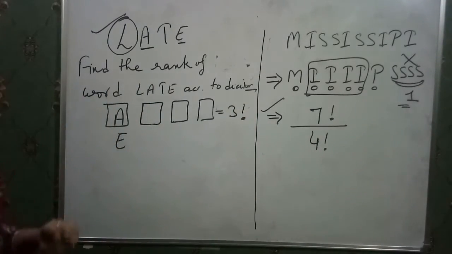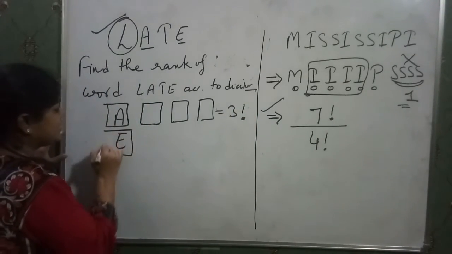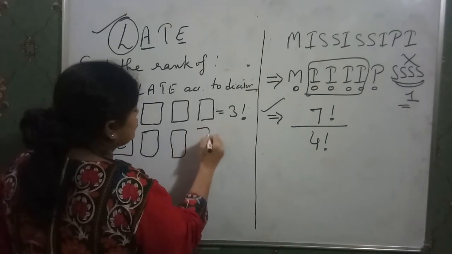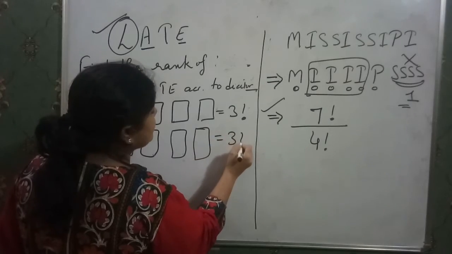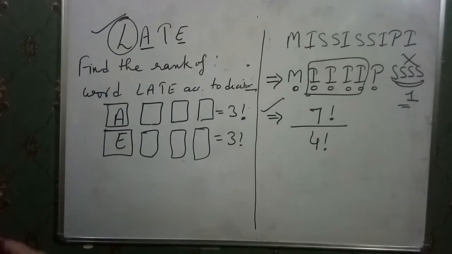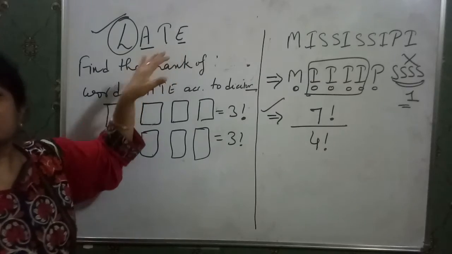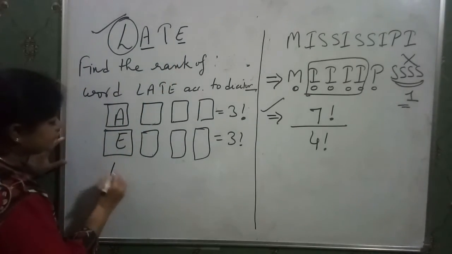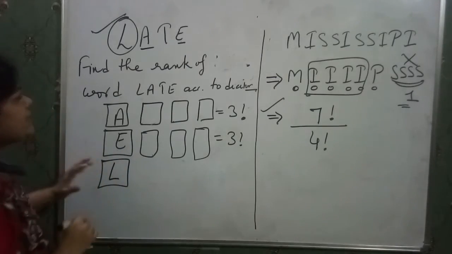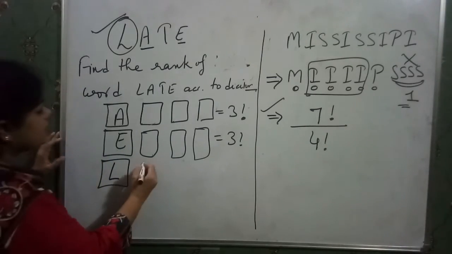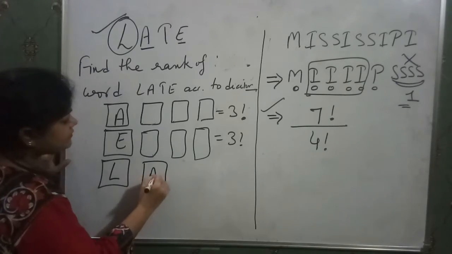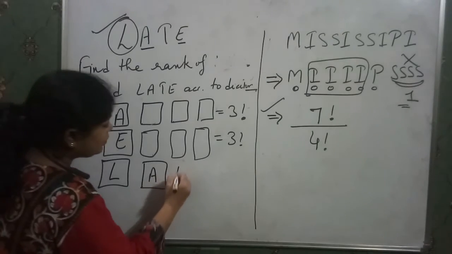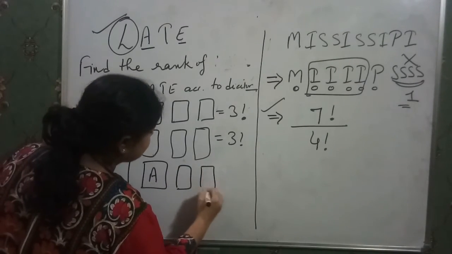ways. Now when we take E as a starting letter, then all the 3 boxes should be filled also by factorial 3 ways. After that we don't take T because T comes after L. So we just take L. Now when we take L, then according to the dictionary, the next letter must be A because T and E come afterward. So there are two cases, this one and this one.